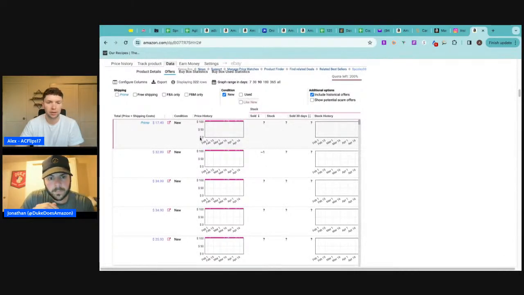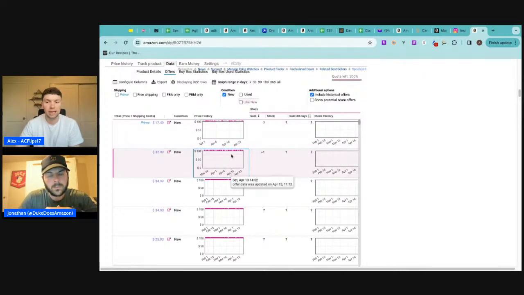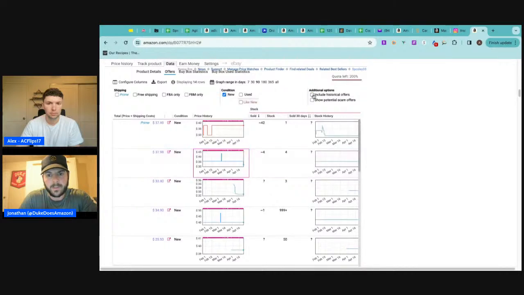And obviously here, the scale is too large, so it's not a big deal. But we see the seller fluctuating their price a little bit. So to me, it's like, okay, is that actually data that we care to see? Do you have any other opinion on this, John? Yeah, so for me, I would unclick include historical data.